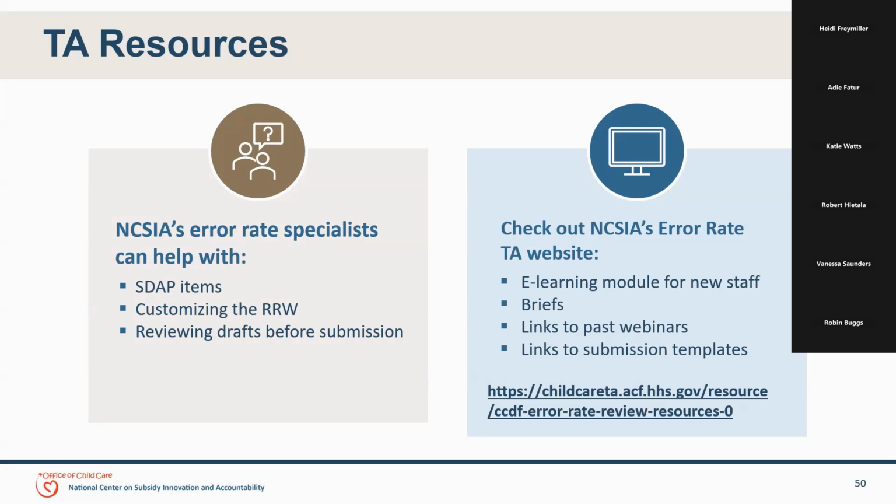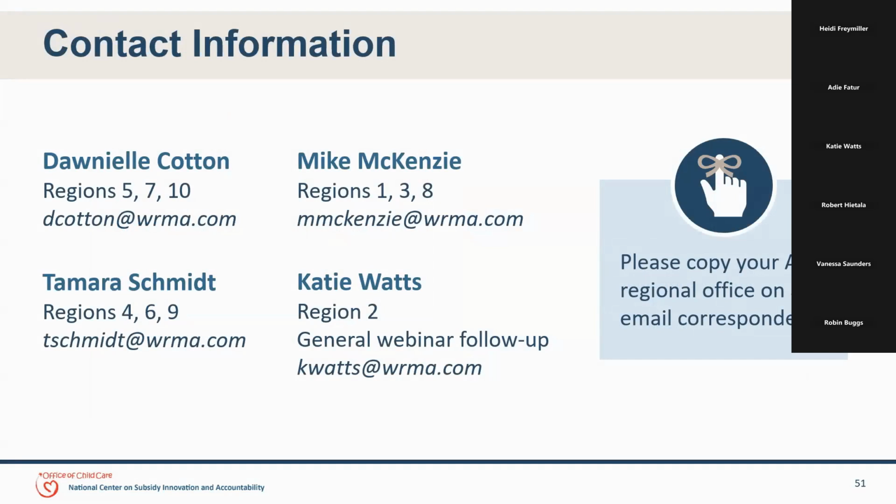On the right, I have the link to our Error Rate TA website, where we have an e-learning module. If you are new to this process, I encourage you to check that out. It covers the process from start to finish. And we have a few briefs and links to past webinars. I say on here that we have links to submission templates. The new ones are not up yet, but they will be soon, hopefully. So be mindful that if you are getting a submission template from there, it might not be the most recent one. And finally, on this slide, I share contact information for our NCSIA error rate specialist by region.